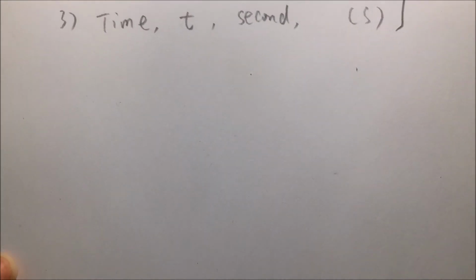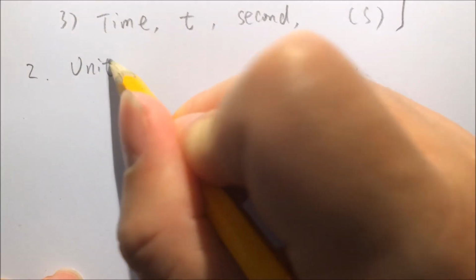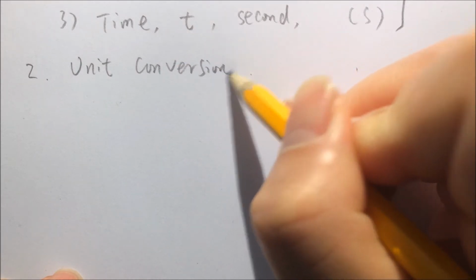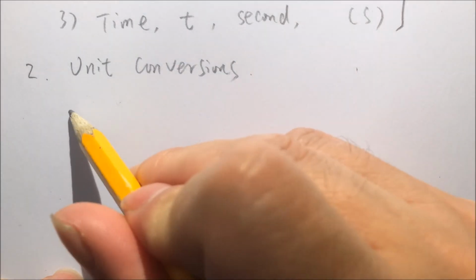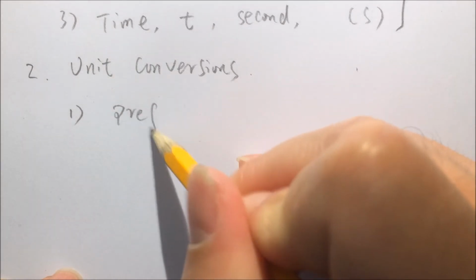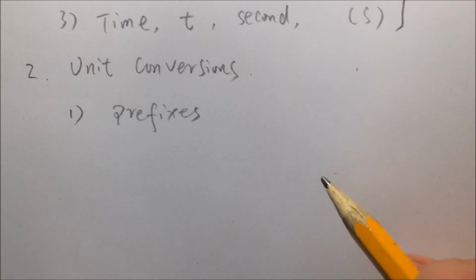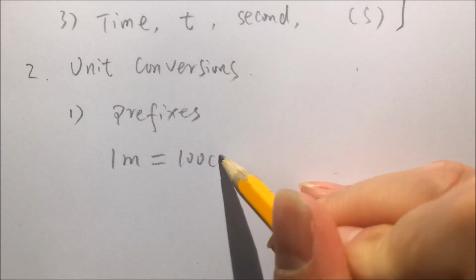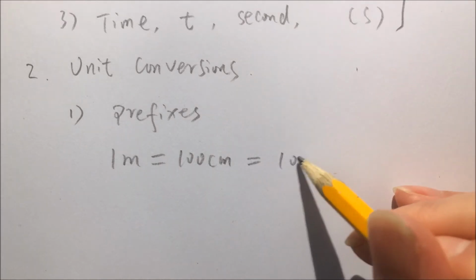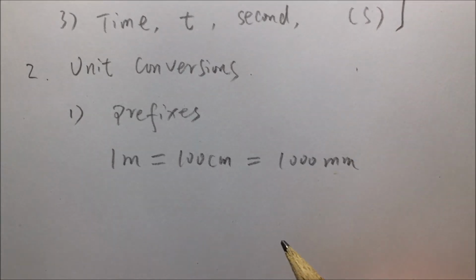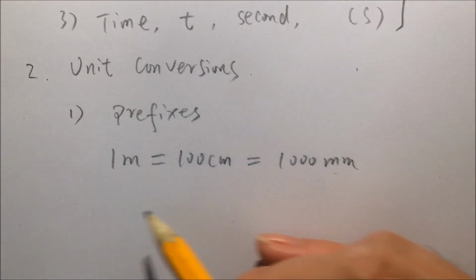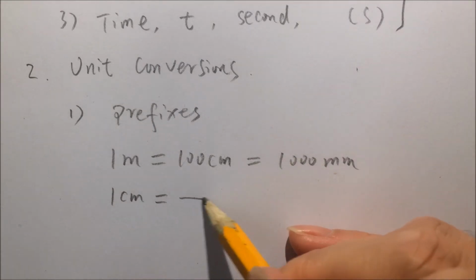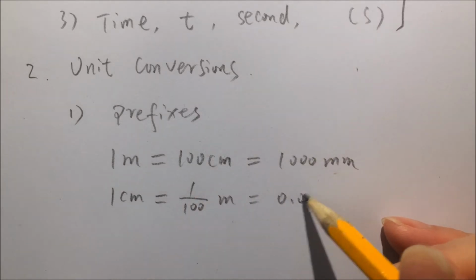Now the second is about the unit conversion. The first type of unit conversion is about the prefixes. For example, you have 1 meter. You want to convert to centimeter, it will be 100 centimeter. You want to convert to millimeter, it will be 1000 millimeter. Inversely, you can convert, for example, 1 centimeter is actually 1/100 meter, or 0.01 meter.